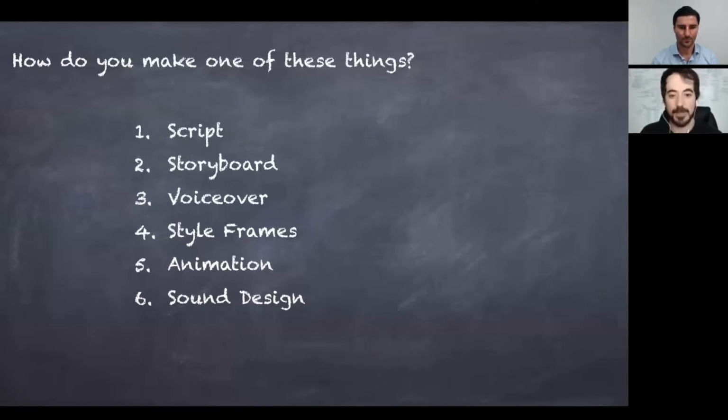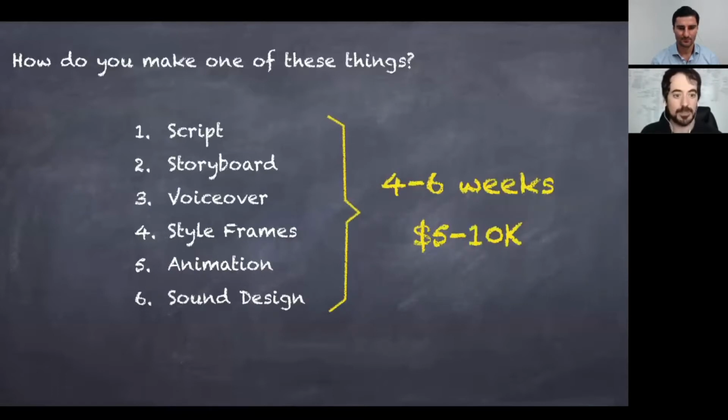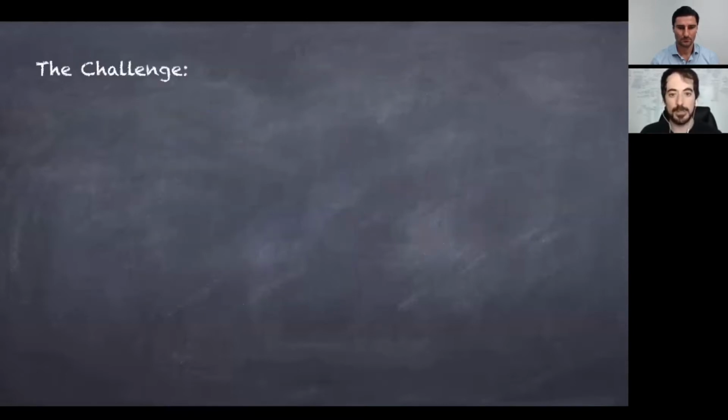Now, I actually say here 4 to 6 weeks. The average price goes from $5,000 to $10,000. The main differentiator in cost is going to be whether the video is very simple, or we're using more complex animation or 3D animation, or whether we spend a lot more time developing the script. But typically 5 to 10 grand, 4 to 6 weeks to produce one of these things. Now we're going to focus on the script.